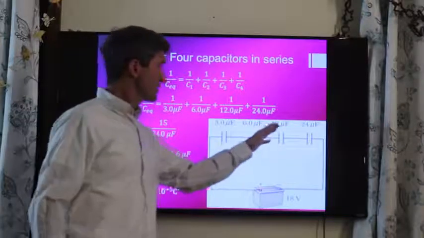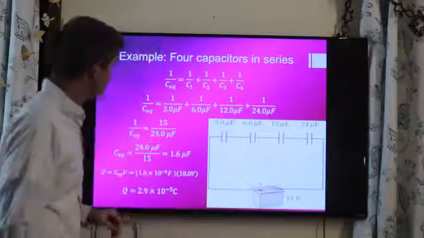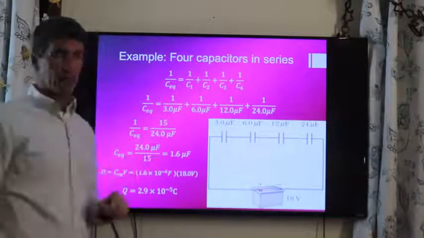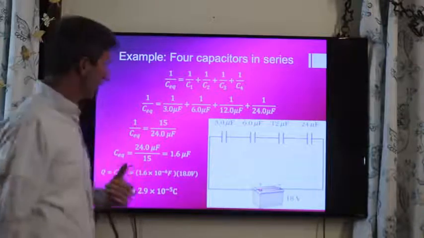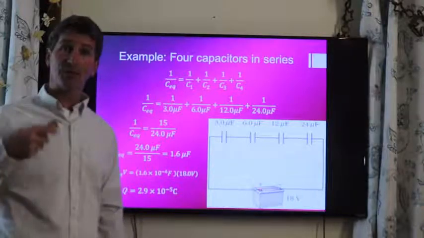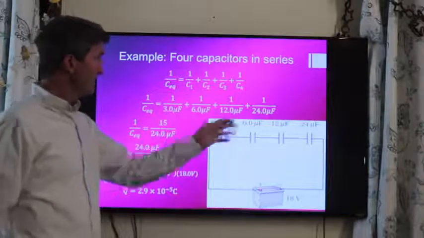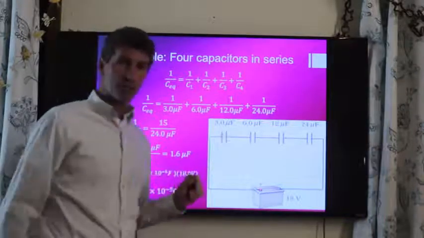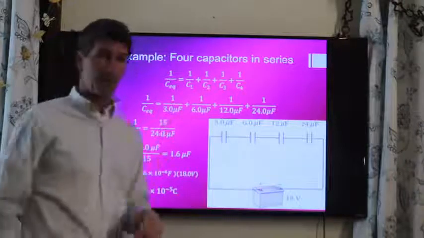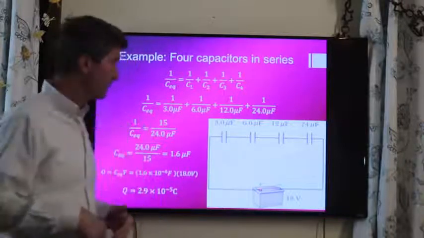3, 6, 12, and 24. So, these are going to act like one single capacitor. What's going to be interesting is the equivalent capacitance is actually less than each of the individual capacitors, which means that since 3 is my smallest capacitor, my equivalent capacitance is actually going to have to be less than 3.